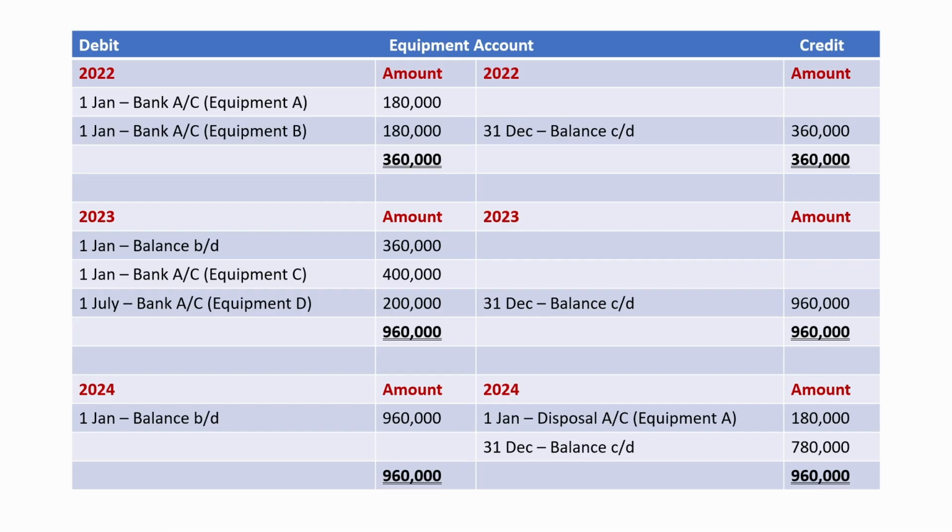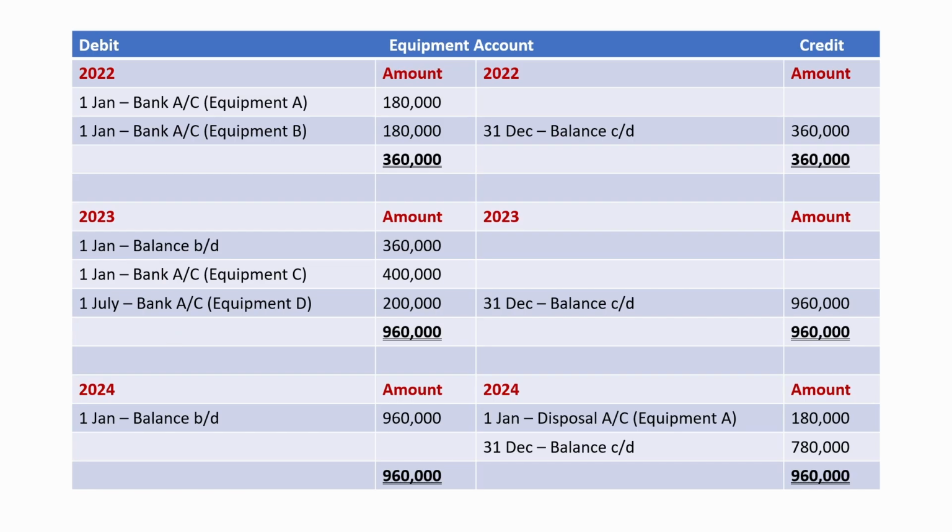So add the two sides, they will give you 360, and then you underline using two lines, you close the year. So when you underline using two lines, you are closing that year so that you can proceed with the next year. So let us now proceed to the next year, 2023.